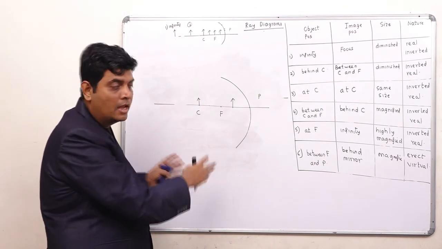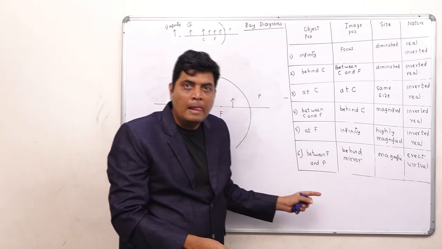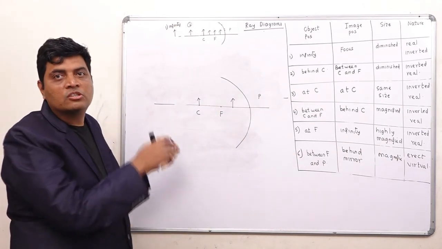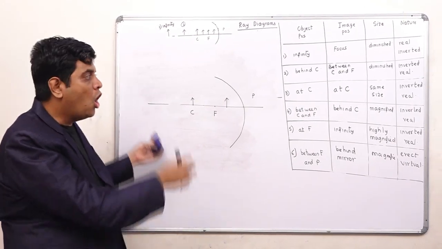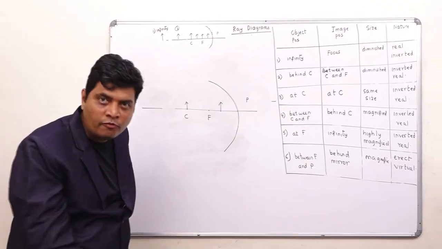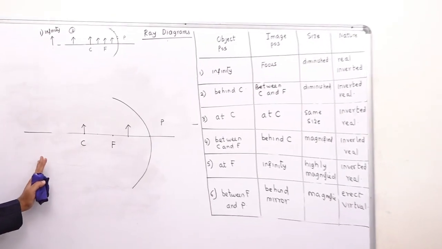So understand these ray diagrams and please understand this table. Please revise this again because this is a very important part. You will have either one numerical or one ray diagram of 3 or 4 marks from this part.